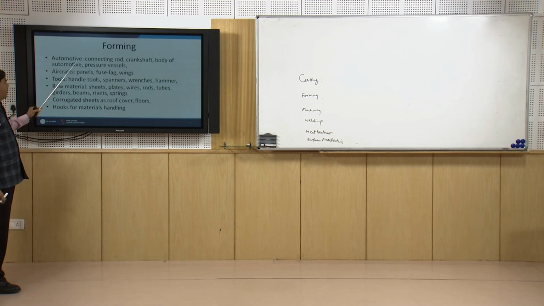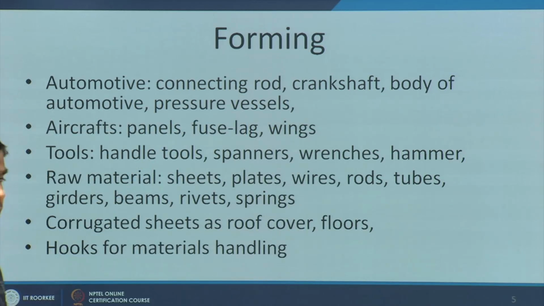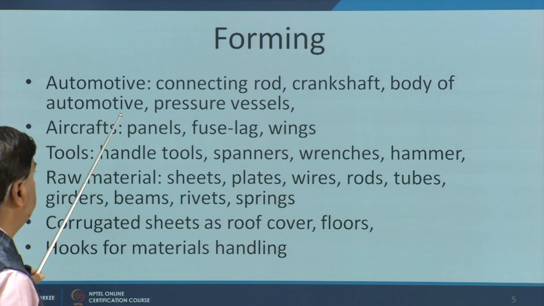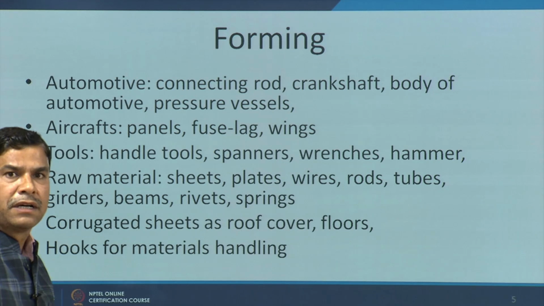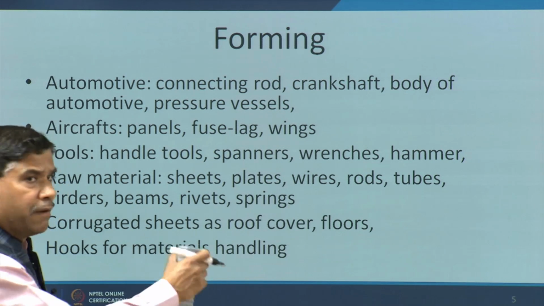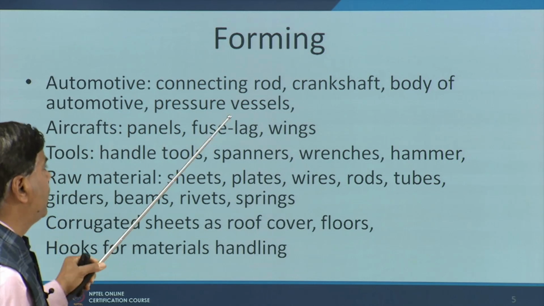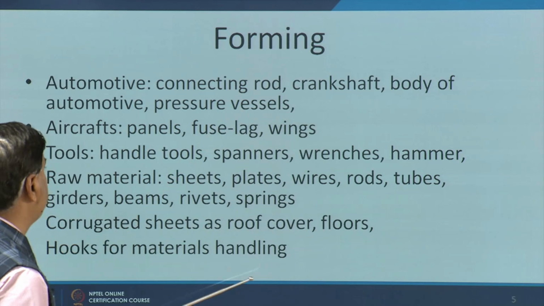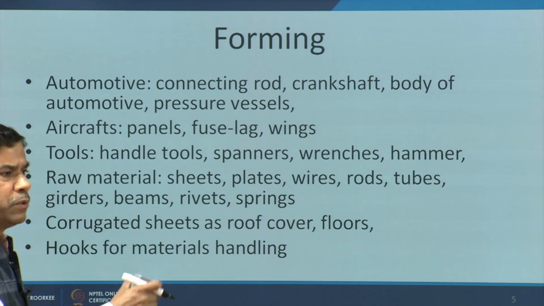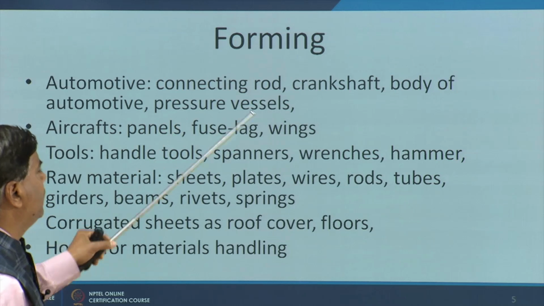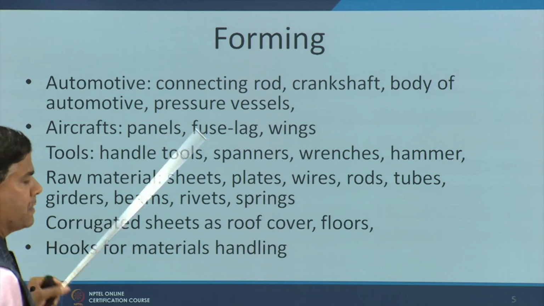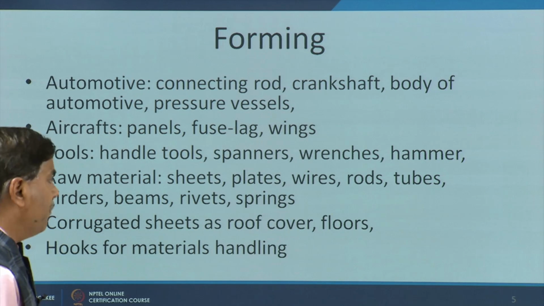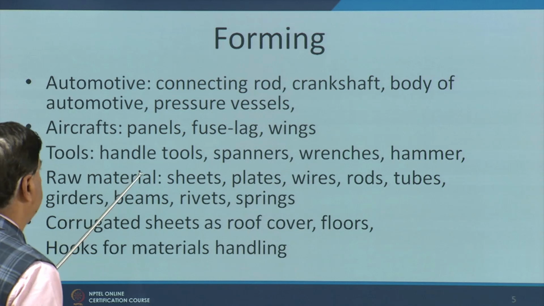If we see the forming process in the automotive sector, it is used for making connecting rods, crankshafts, and the body of automotive components. If you see cars, trucks, buses, their body is made of sheets and they are deformed using forming based processes like sheet metal forming. Pressure vessels, meaning large diameter pipes, are made by giving the desired shape to the pipe, followed by welding, using forming processes.